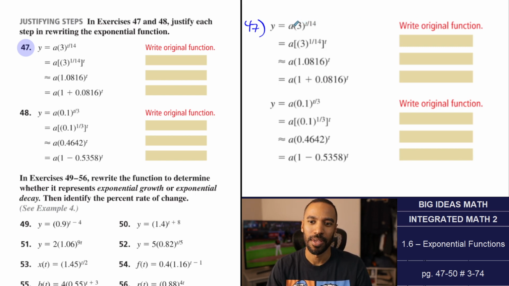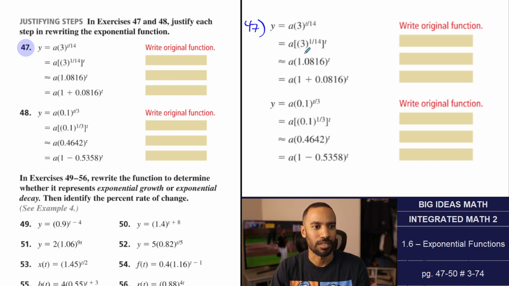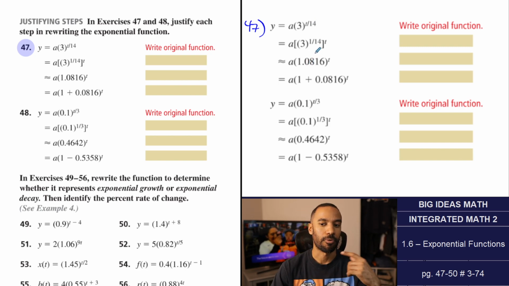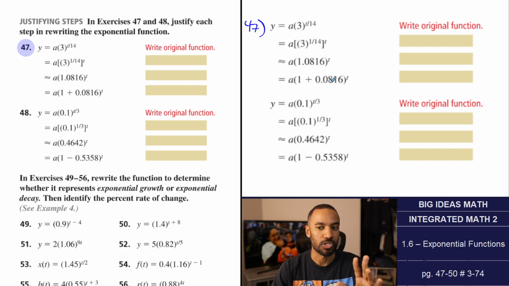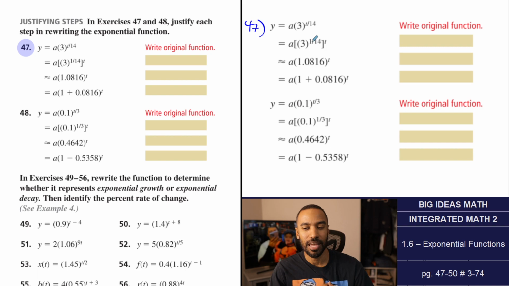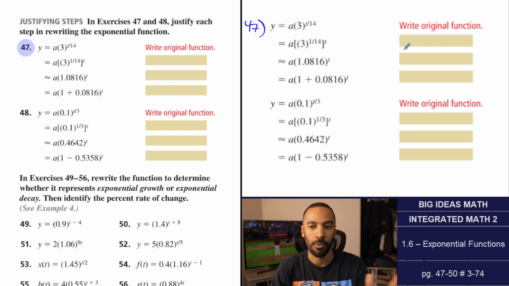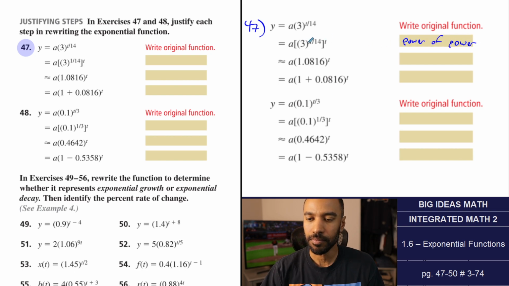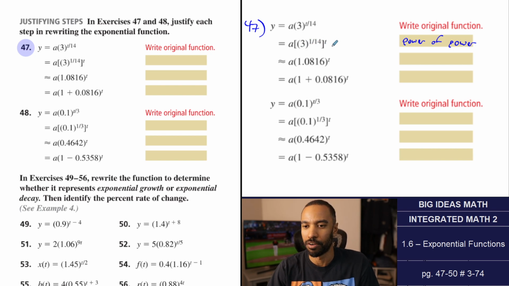So here's the original problem. Wait, what are they asking you to do? Okay, this is a rewrite. A times 3 to the t/14 power. Okay, so they are showing you the process for which you could find out what the percent increase or decrease is on a yearly basis or something. They extracted out that t with that 1/14th. That's that power of a power property. Power of power property. And then they evaluate. They do 3 to the 1/14th power.